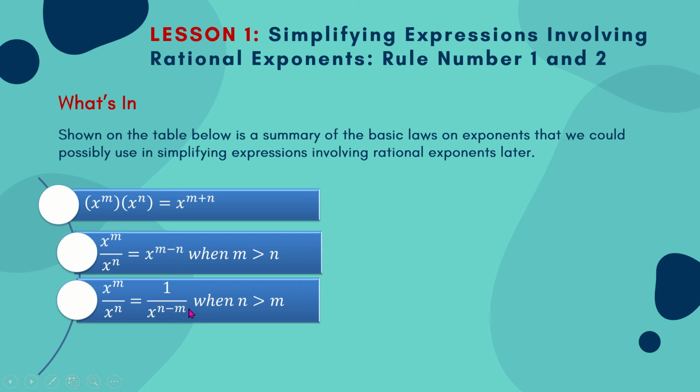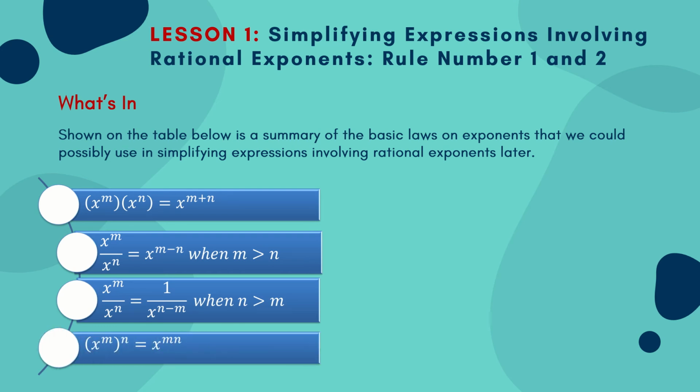So the rule, in Bisaya, is that the smaller exponent in the numerator is smaller than the exponent in the denominator, the bigger exponent being in the denominator. Okay. The third law of exponent is the power rule. If the base has already an exponent m and is raised to another exponent n, the result is base x exponent m times n. So if there are two powers, you just multiply the two powers.